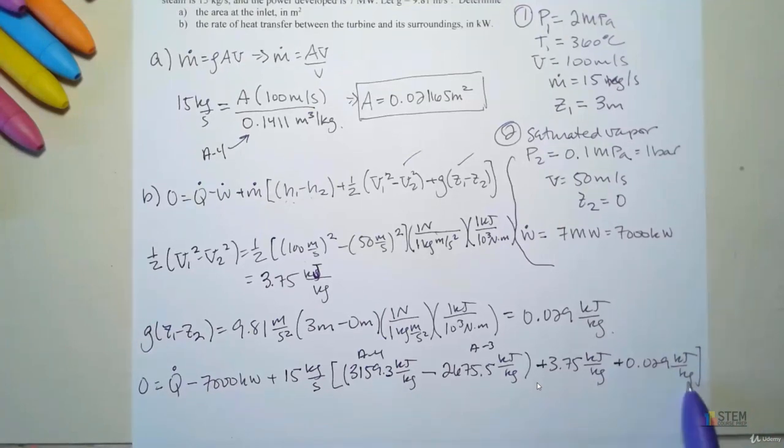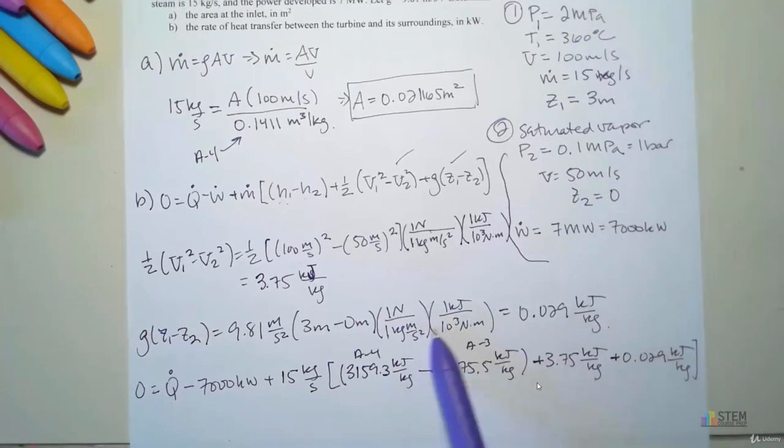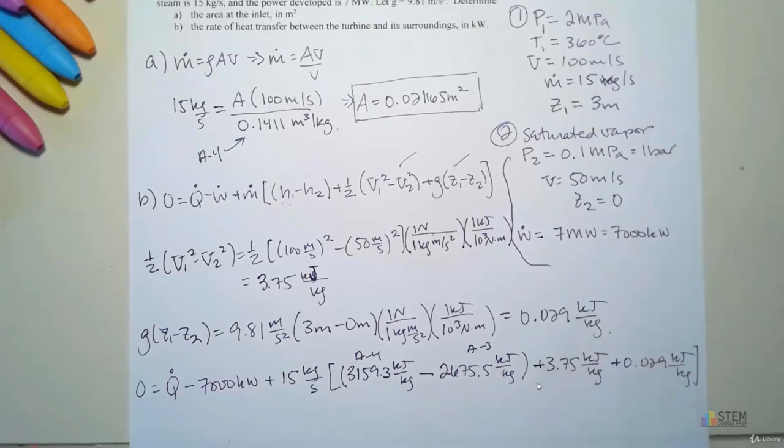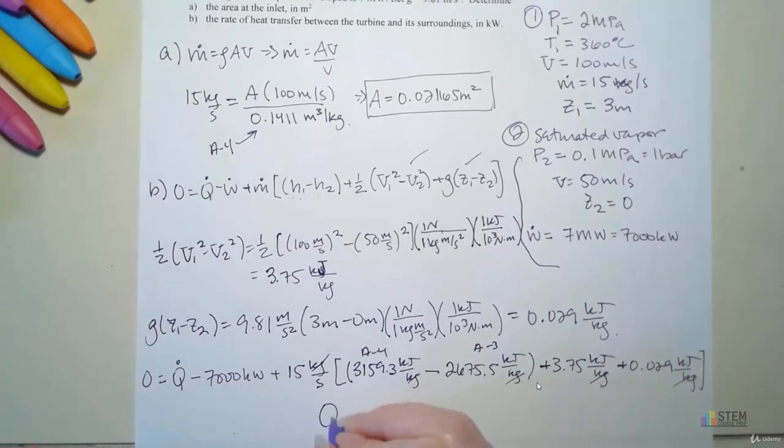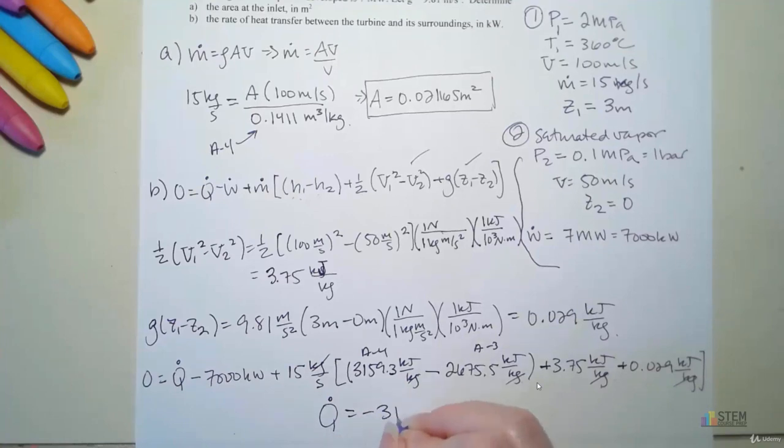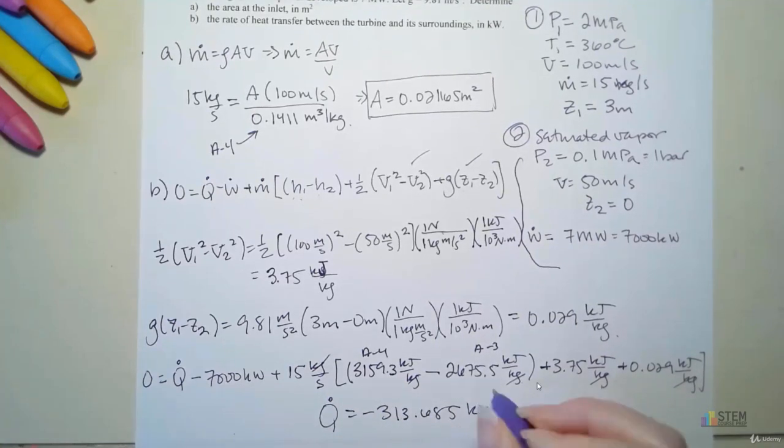All right. So now that you see this, you can see why I was doing these crazy conversions to get to kilojoules per kilogram. Now that we've got this, if you look at your units, kilograms, those are going to go away. That's going to leave you with kilojoules per second, which is the same thing as a kilowatt. So now Q dot is going to be negative 313.685 kilowatts.